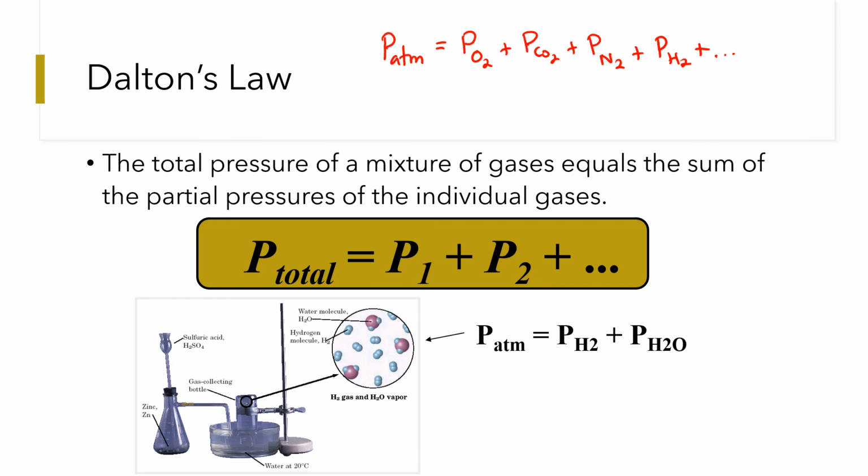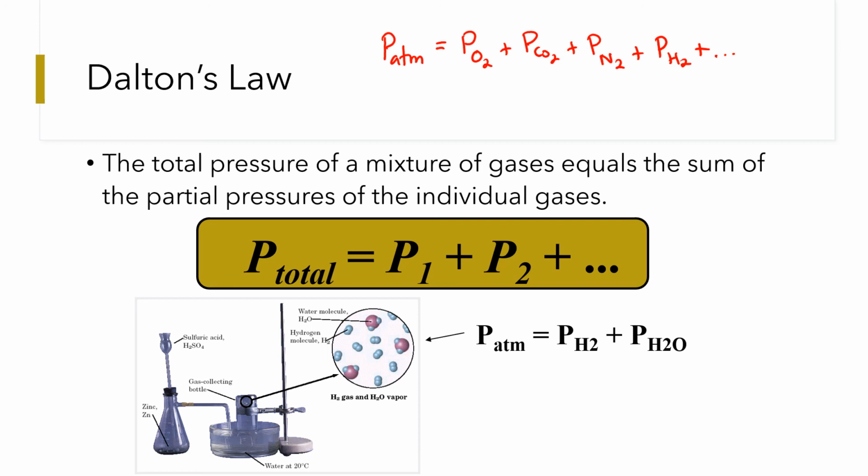So if I want the total pressure in a container, I'm going to take the pressure of each individual gas in that container and add them together to get the overall pressure. We call that Dalton's law. Every gas exerts its own partial pressure.